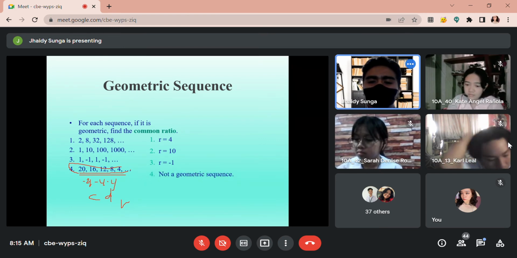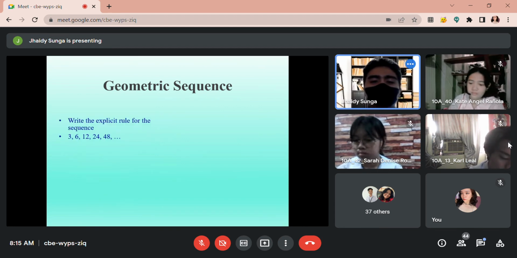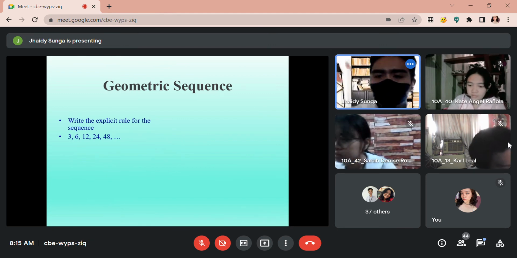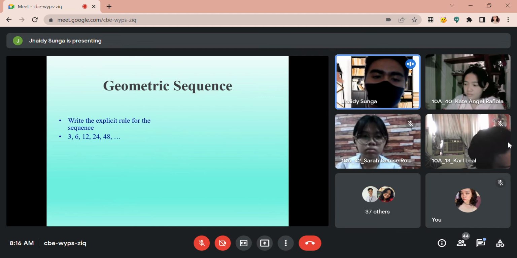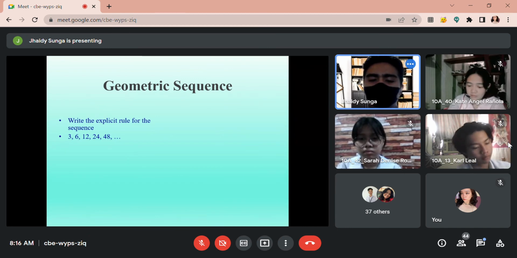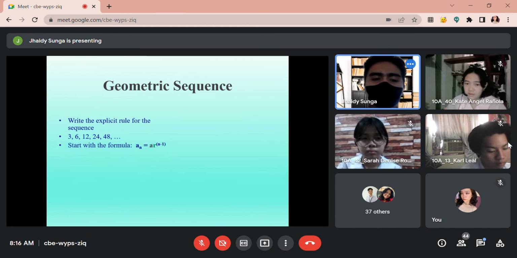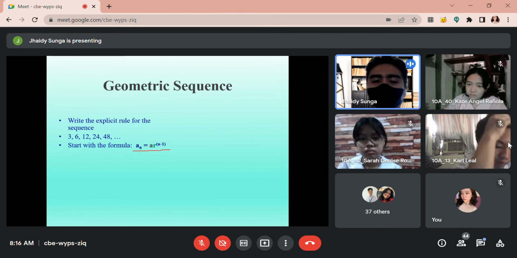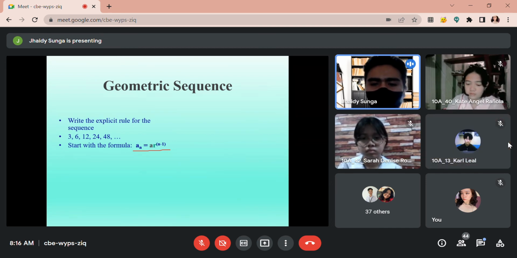All right, so let us try this one. Write the explicit rule for this sequence. Let us start with the formula. Always remember not to skip the formula. What will be the formula? First, a sub n is equal to a times the ratio or common ratio raised to n minus 1. Alright, so let's have the first term.